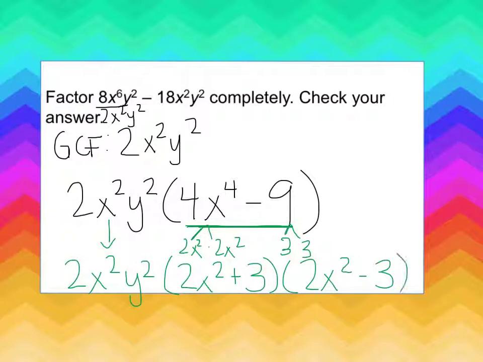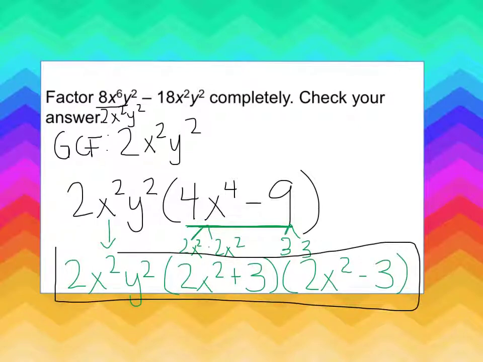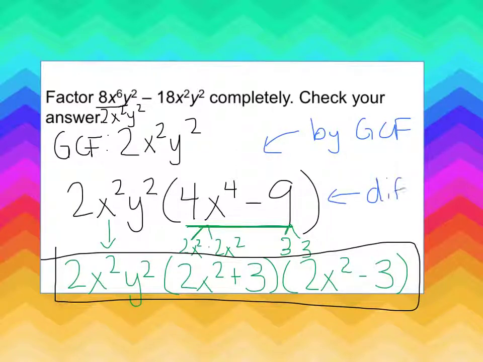That example used 2 factoring methods. The first factoring method that we used was GCF, and then we had to factor using the difference of two squares. So we used 2 factoring methods in one, and we got our final factored form.